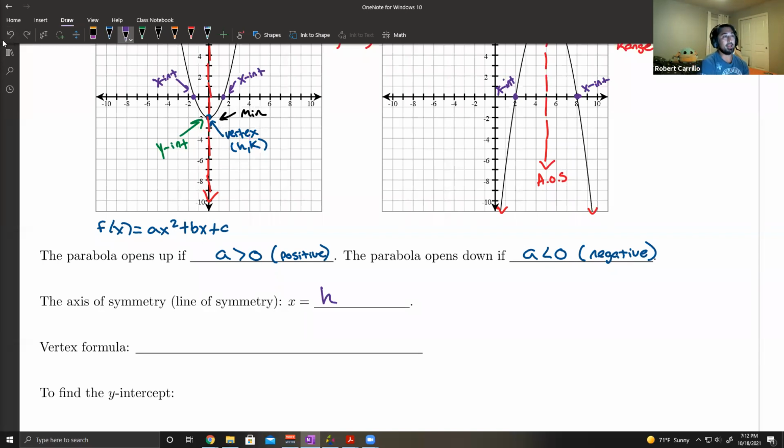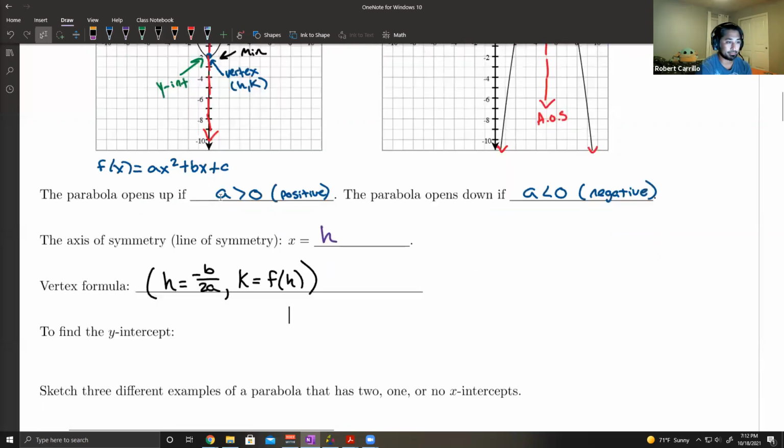Okay. And now, to find the vertex, we use a special formula. And that formula is given by h equals negative b over 2a, and k is equal to f of h. So that is how we are going to find the vertex of these parabolas. We will use this formula. We will first find h, and then we will find k.